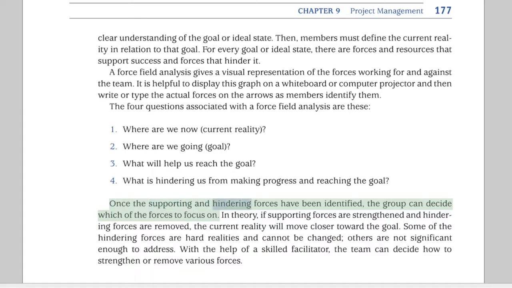Once the supporting and hindering forces have been identified, the group can decide which of the forces to focus on. In theory, if supporting forces are strengthened and hindering forces are removed, the current reality will move closer toward the goal. Some of the hindering forces are hard realities and cannot be changed, others are not significant enough to address. With the help of a skilled facilitator, the team can decide how to strengthen or remove various forces.